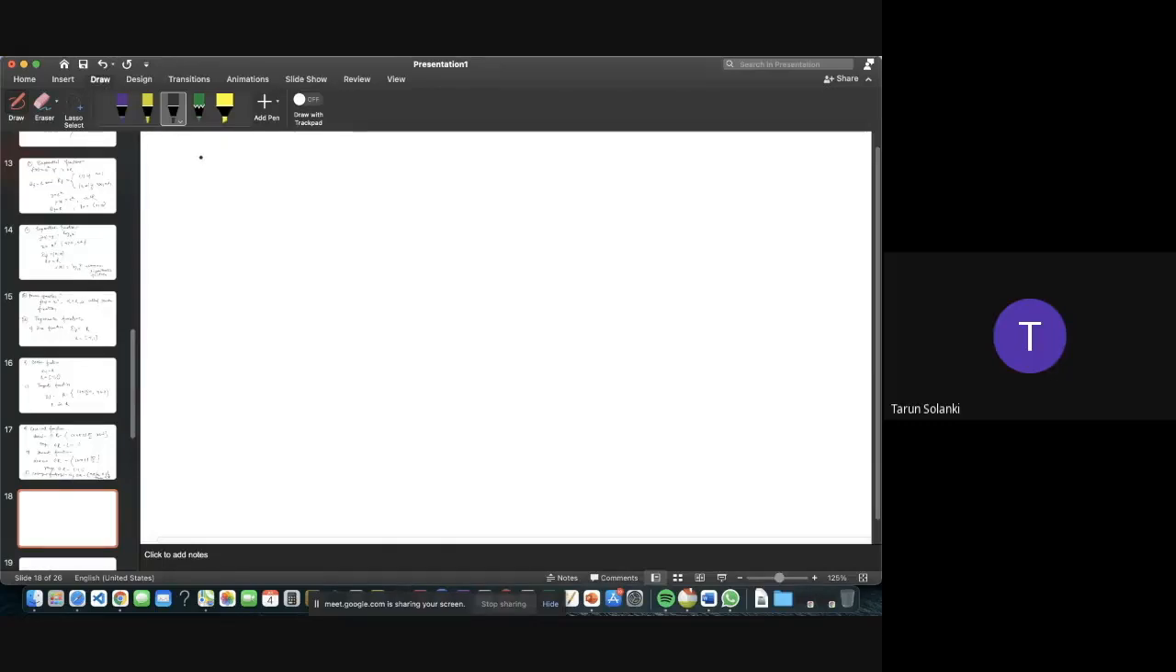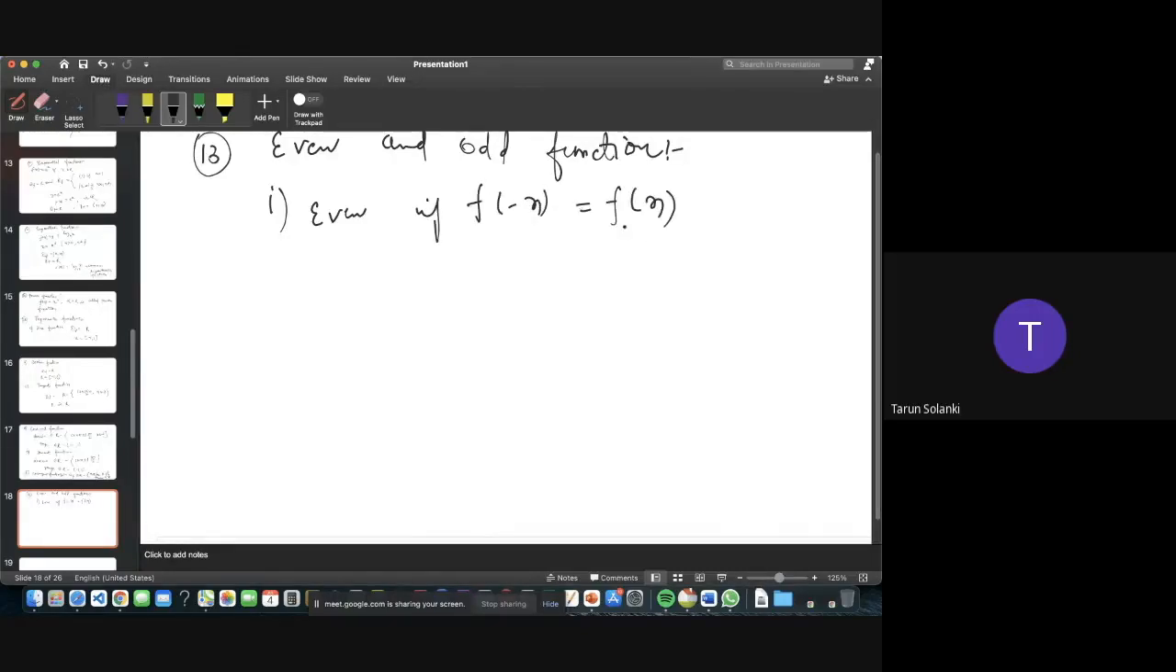Now the next is even and odd functions. A function y equals to f(x) is said to be even if f(-x) is equals to f(x), and said to be odd if f(-x) is equals to minus of f(x), right?